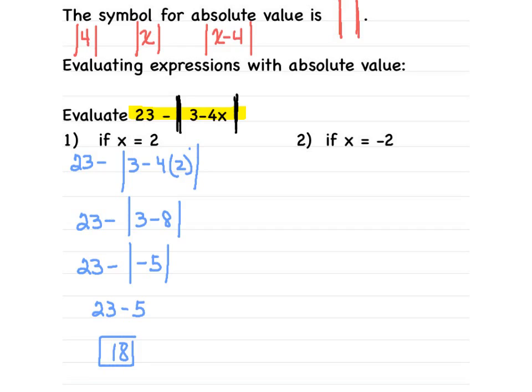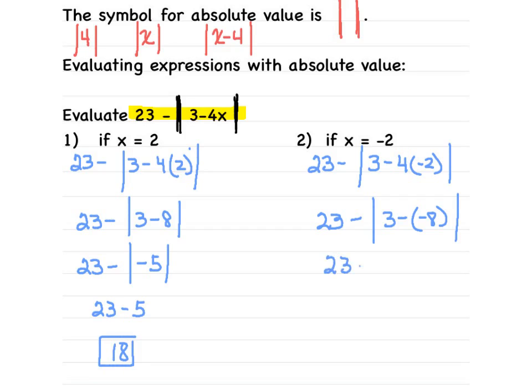Okay, now let's do scenario number 2. What if x is negative 2? We have to substitute negative 2 for x. Let's try that. 23 minus the absolute value of 3 minus 4 times negative 2. All right, 23 minus the absolute value of 3 minus negative 8. Okay, 3 minus negative 8 is the same as 3 plus 8, which is 11.